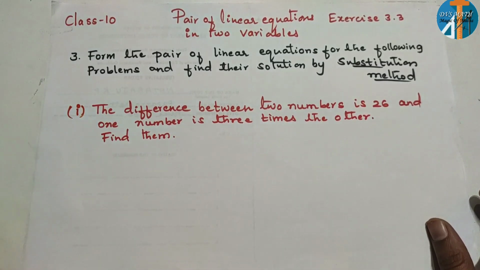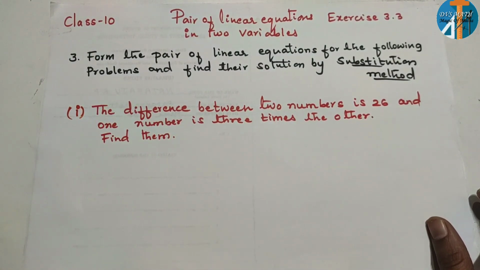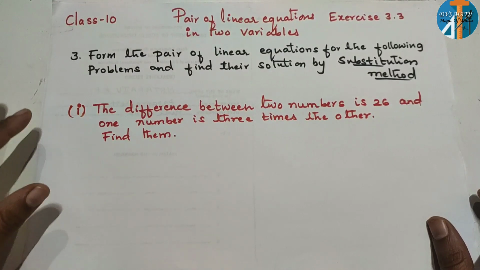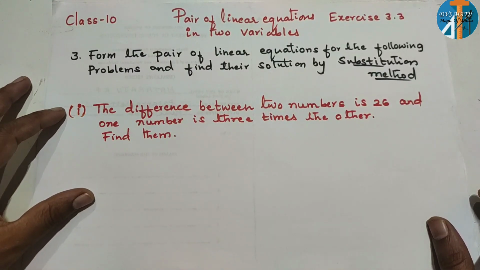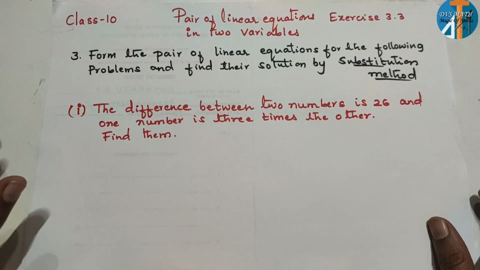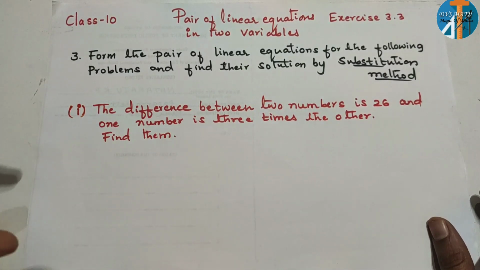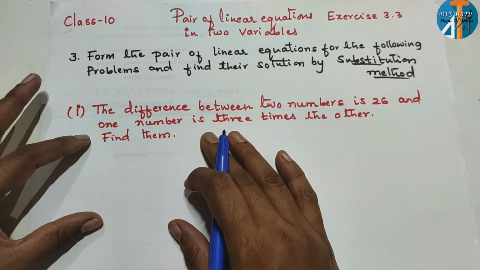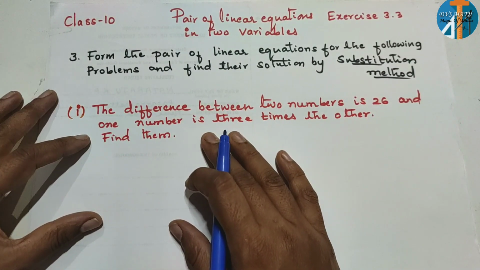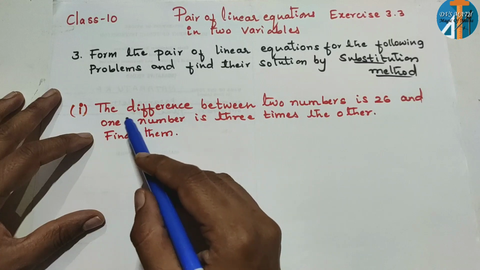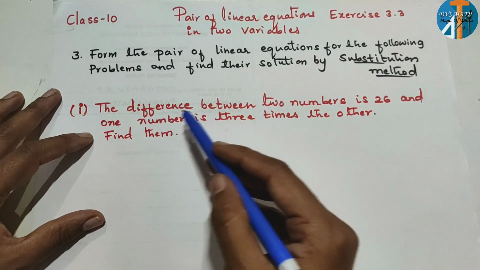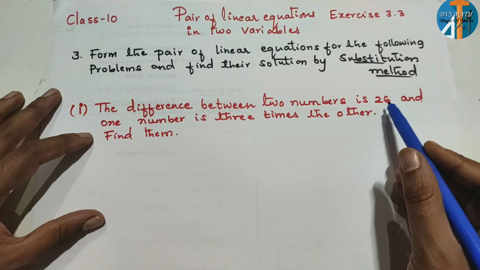So in this question number 3, we have 6 sub questions. So let us discuss one by one. And if they are verbal type questions, they are very easy if you understand some terms related to the verbal problems. Okay, let's begin. So first question is like this. The difference between two numbers is 26.